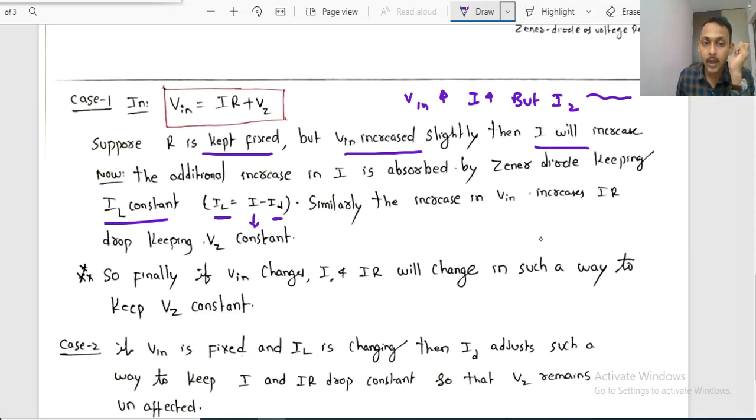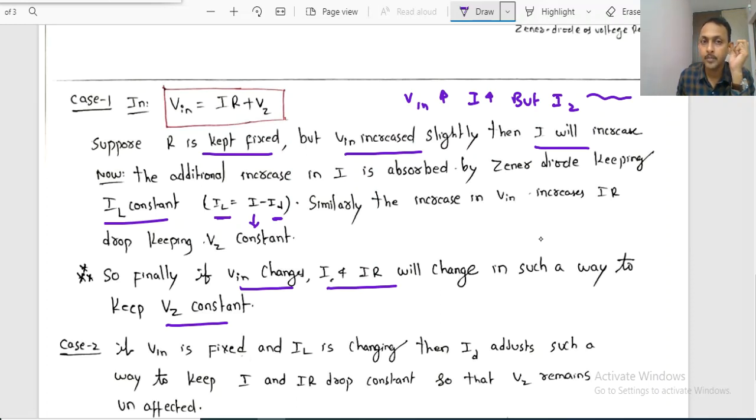So because of that, what happens? Once IL is kept constant, right? If there are any changes in input voltage, the current I and IR will change in such a way that overall voltage across the Zener diode also will be kept constant. VZ also will be kept constant. But the current through the diode will change. But the voltage across the diode will be kept constant. That is important. Don't get confused.